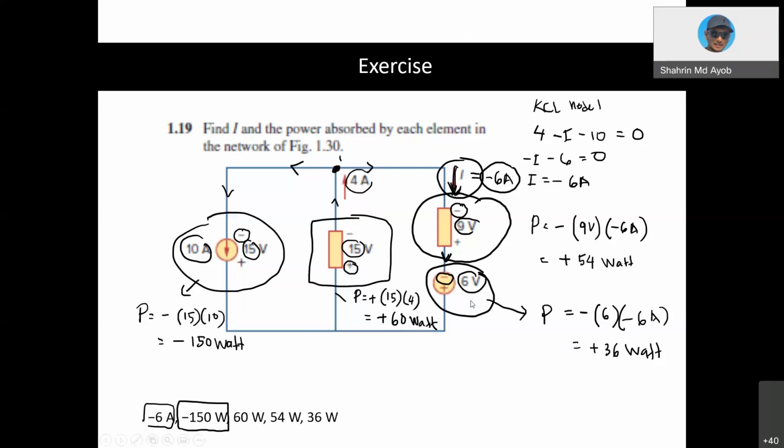As you can see here, only the current source is supplying power inside the circuit, while the other sources are absorbing power. This follows the conservation of power, where the summation of power inside a circuit must be equal to 0. So negative 150 watt plus 60 plus 54 plus 36, if you equate this, you should get 0.